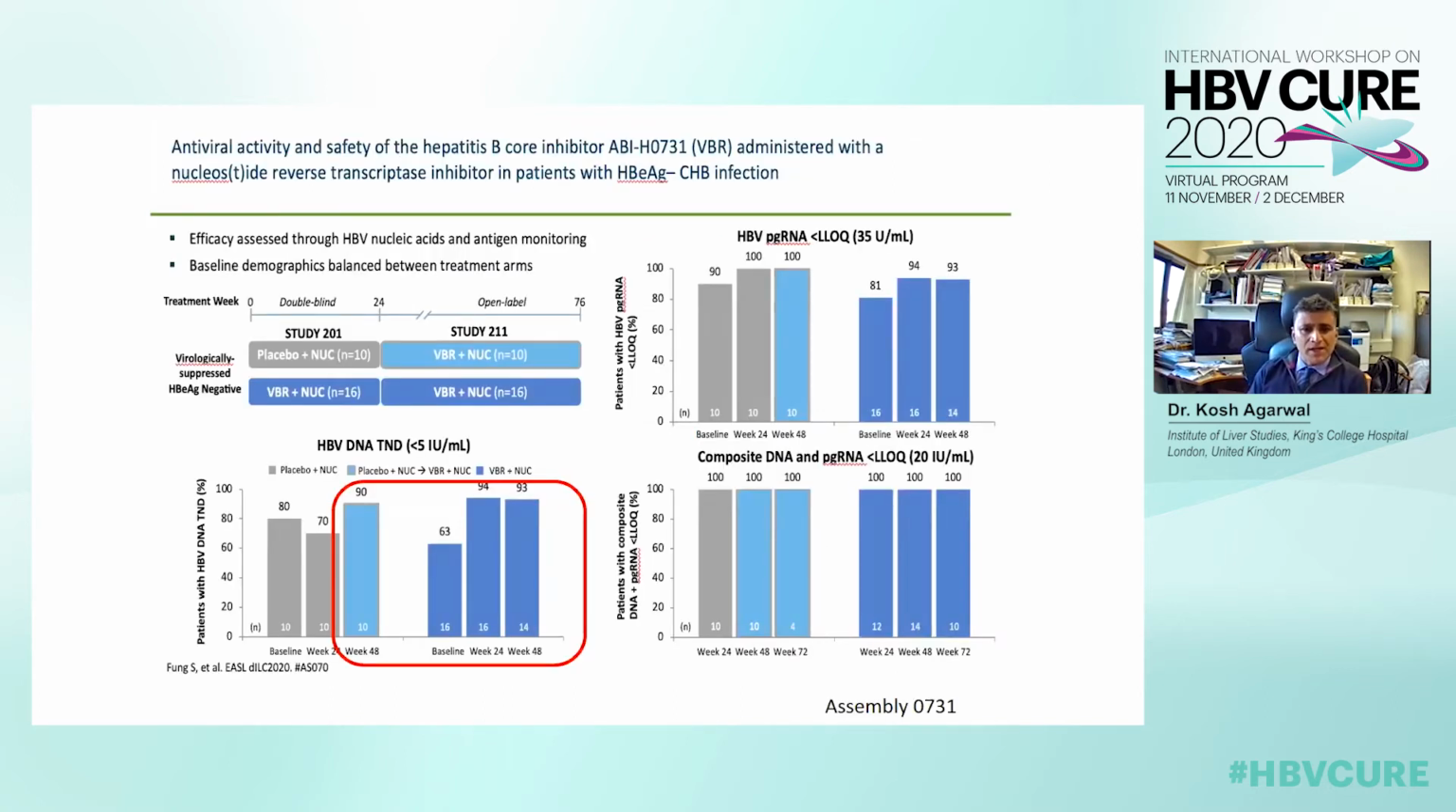I'm moving fairly quickly on to the Assembly pipeline, and Assembly as a company seem to have really doubled down on core assembly modulators. This is the Bekavir or 0731. These are complicated studies, so I'm going to ask you to focus on the red squares. This is a study presented at EASL by my colleague Scott Fung, looking at e-antigen negative hepatitis B patients, comparing placebo and nuke therapy with Bekavir and nuke therapy, and then a long extension study, which I think is relevant and important as we see longer term data.